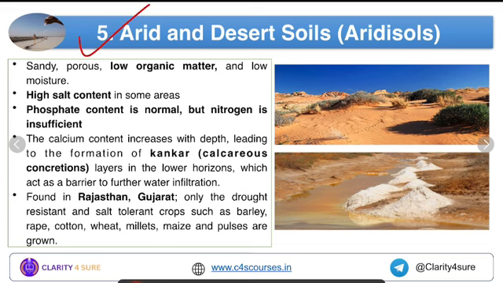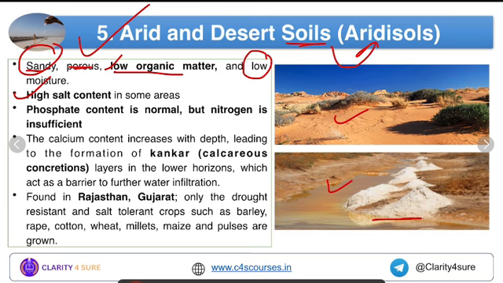Next one is the arid and desert soil, and it comes under the aridisol soil order. You can see the pictures. They are sandy and porous, and they have low organic matter because there is a lack of vegetation, a deficit in rainfall, and no moisture. And because it is sandy, they don't have the capacity to retain moisture, so there will be low moisture.